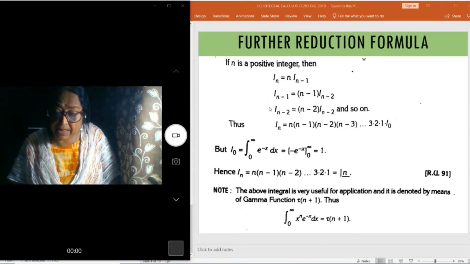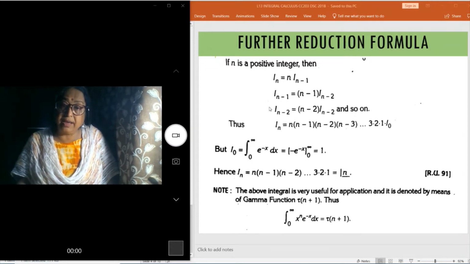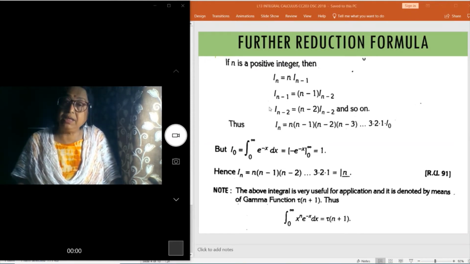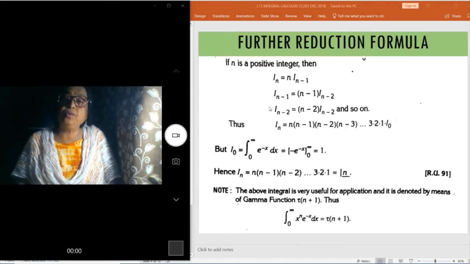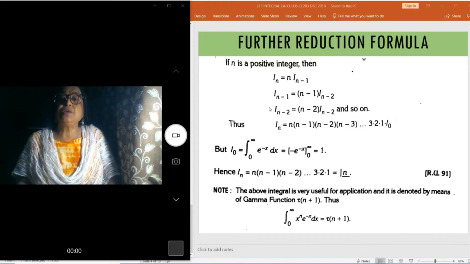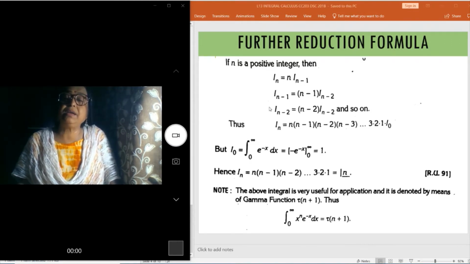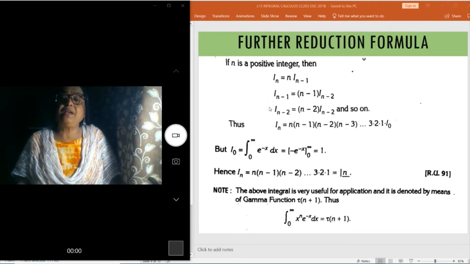e to the power minus x into x to the power n can be written as x to the power n plus 1 minus 1, that is equal to gamma n plus 1, and gamma n plus 1 is equal to factorial n. Gamma 3 is equal to factorial 2, gamma 4 is equal to factorial 3. So factorial 3 can be written as 3 into factorial 2, and factorial 2 can be written as gamma 3.